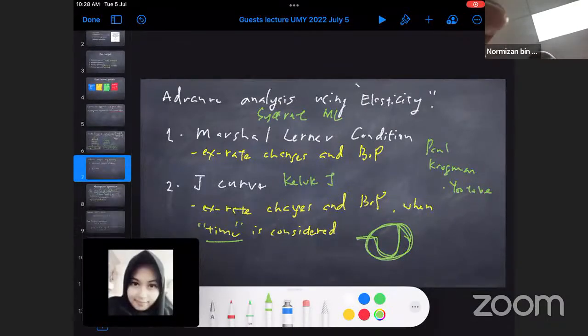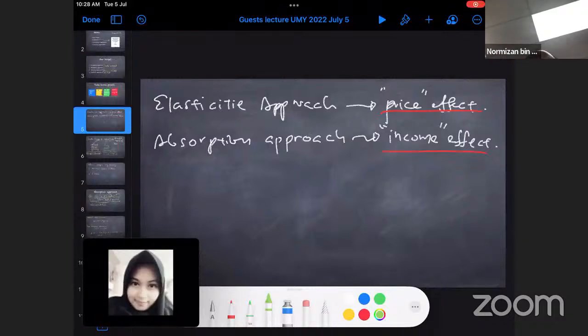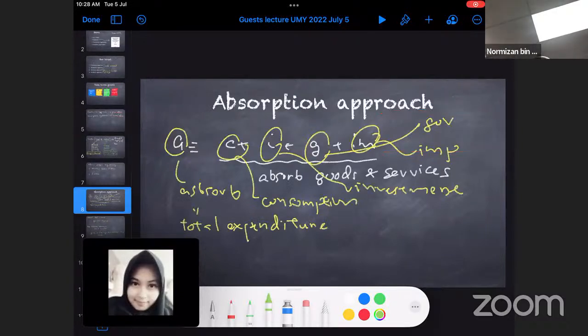Okay, so now let's move to the second part. The second part is the absorption approach. Okay, so absorption approach stress on the income effects. Let me see. Okay, what is their main argument here? So they create the equation that they call it as the absorption, or the A for absorb. Okay, so absorb means that what we use, absorbs of goods and services.